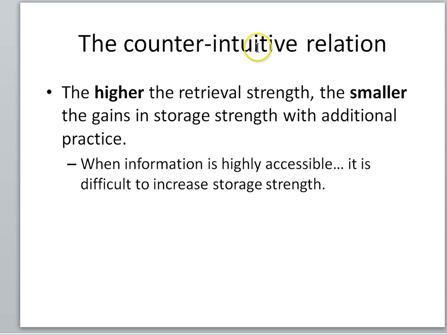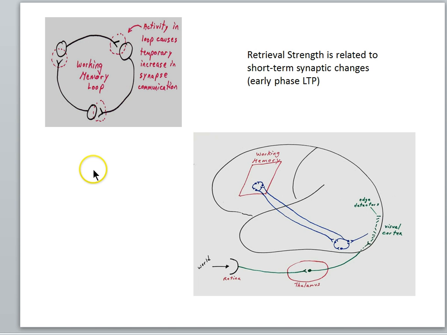Now that's counterintuitive, right? Because you might think that as you go over information again and again and again, you would be increasing storage strength. He argues that when information is highly accessible, when you have high retrieval strength, additional practice does not significantly increase the storage strength. So think about that a second. You can kind of see how that might be sort of counterintuitive.